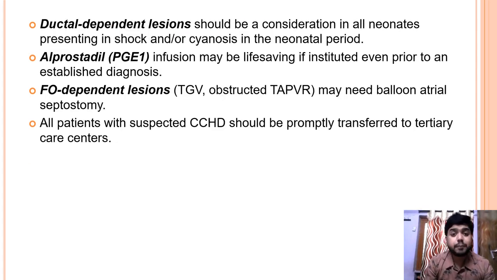Then, a duct-dependent lesion should always be considered in all neonates presenting in shock or cyanosis in the neonatal period. Exactly like what we said. It can be cyanosis, duct-dependent pulmonary circulation, or it can be shock, duct-dependent systemic circulation. But always keep in mind, don't just go for sepsis or RDS, respiratory distress. Always think it can be cardiac also. That's where a duct-dependent lesion should be thought of.